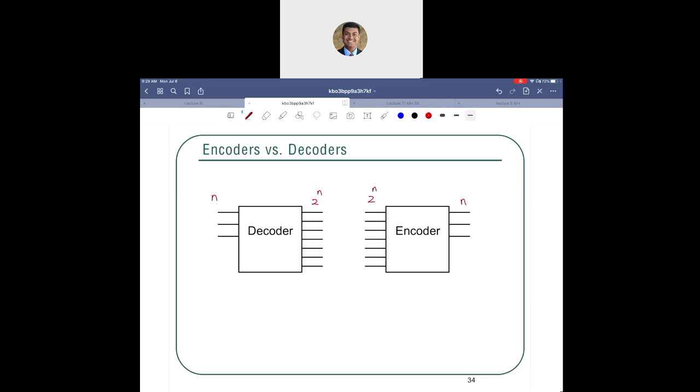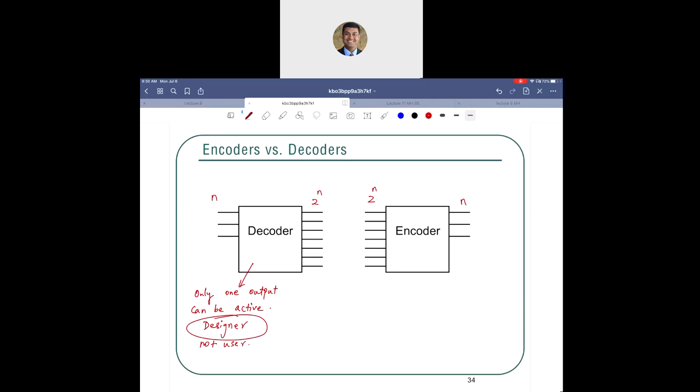For the decoder, we said only one output needs to be active, right? For the decoder, we said only one output can be active at any given time. And whose headache is this? Whose responsibility is it? Well, the designer, right? The designer, not the user. The designer will take the responsibility here, not the user.